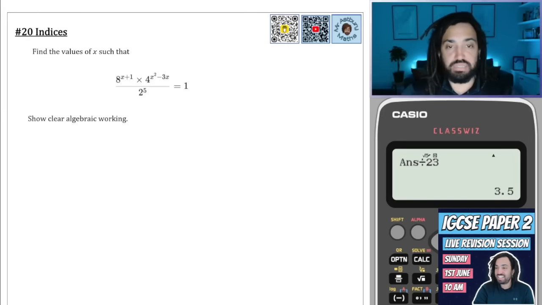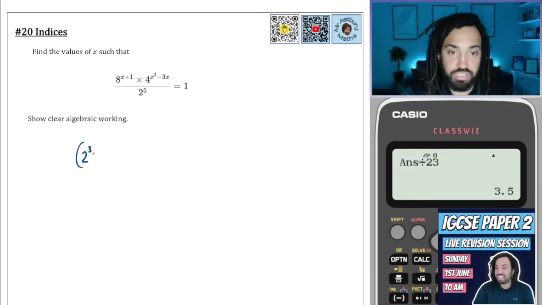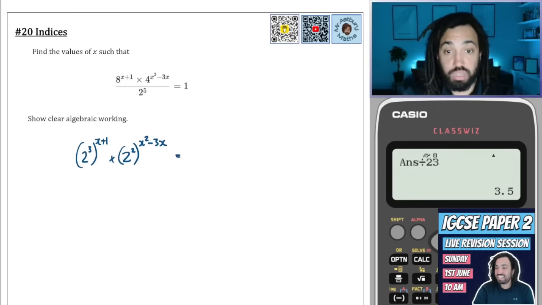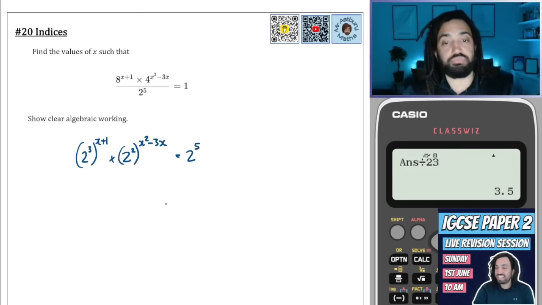Perfect. Okay, we've got indices here, and we can spot first off that the bases are all powers of 2. So 8 is 2 to the 3, so we'll write it like this. 4 is 2 to the 2, so we'll write it like this. And then we can multiply this denominator to this side. So times it by 1 just becomes 2 to the 5.